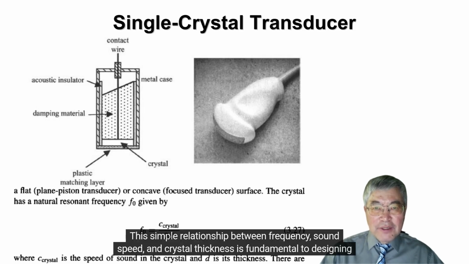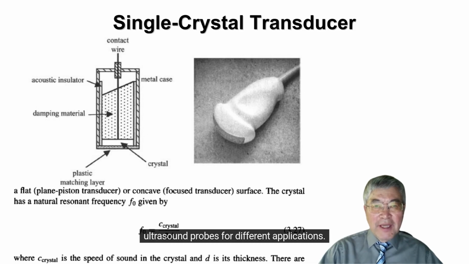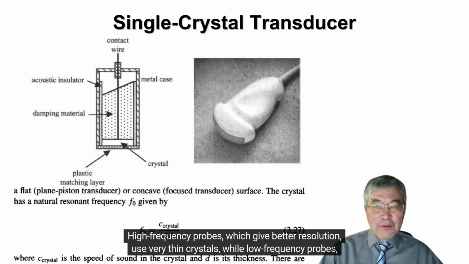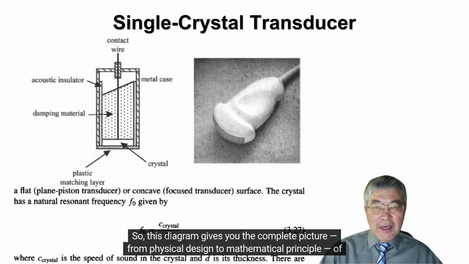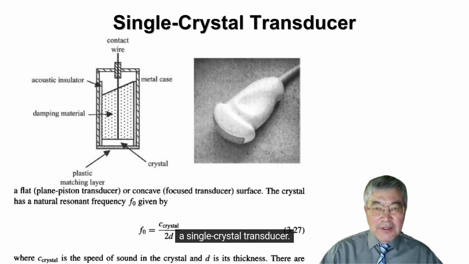This simple relationship between frequency, sound speed, and crystal thickness is fundamental to designing ultrasound probes for different applications. High-frequency probes, which give better resolution, use very thin crystals, while low-frequency probes, which penetrate deeper, use thicker ones. So this diagram gives you the complete picture, from physical design to mathematical principle, of a single crystal transducer.